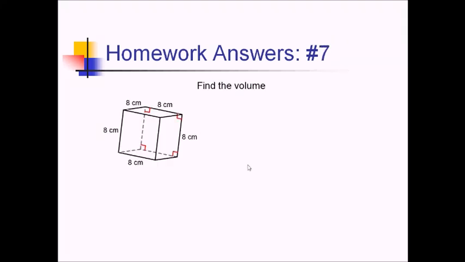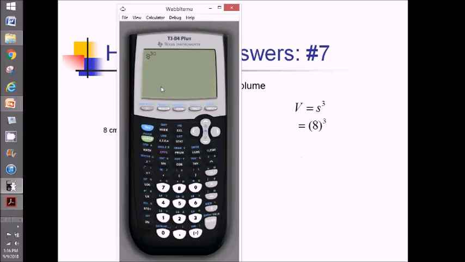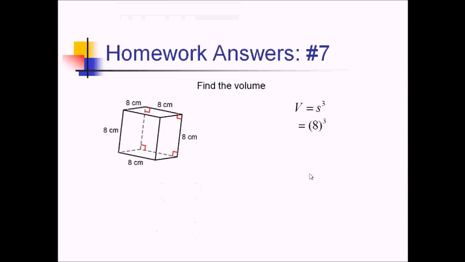For number 7, we want the volume of this shape, which turns out to be a cube because all the sides are the same. So we're going to do volume equals side cubed. We're just going to do 8 cubed then, and we can use the calculator for this. So plugging that in, that comes out to 512, and that's going to be centimeters cubed.